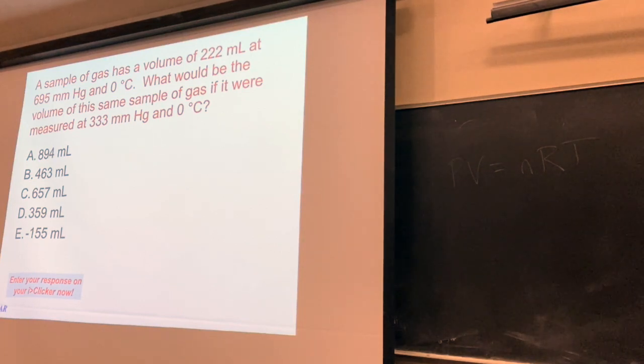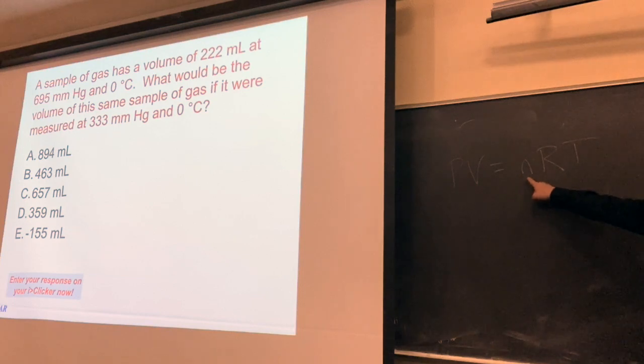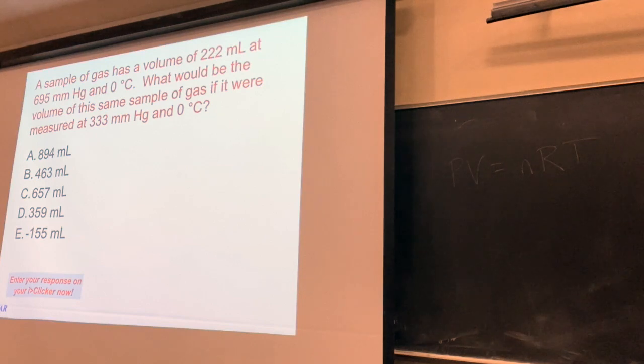Problems like this, there's many different ways you can do it. And all of these questions somehow revolve around the ideal gas law, PV equals nRT. So let me talk about some different ways you can solve for it. You can see that initially you have a volume, 222 milliliters, a pressure, 695 millimeters of mercury, and a temperature. So one thing you could do is first solve for the moles of gas, and then with that number, you have a new pressure and a new temperature. You could then solve for the volume, and there's nothing wrong with that.